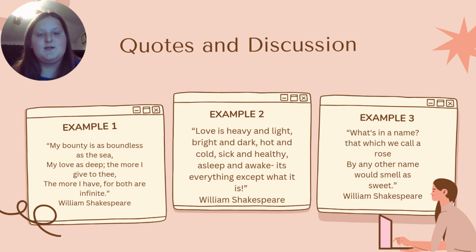Another quote that expresses how complex the love that Romeo and Juliet have for each other is, "Love is heavy and light, bright and dark, hot and cold, sick and healthy, asleep and awake. It's everything except what it is." This quote really shows how Romeo and Juliet are in love with each other but are supposed to feel the exact opposite way about each other.